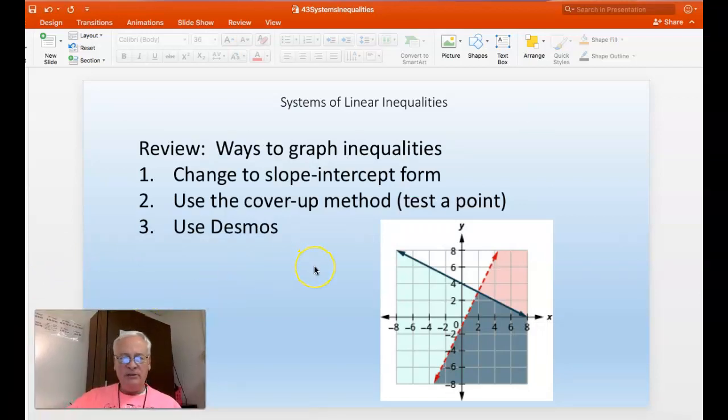Guys, there are certain ways to graph inequalities. In slope-intercept form, they're pretty easy. We've done quite a bit of that. Also, if it's in standard form, you can use the cover-up method and then test a point to see which way to shade. Or you can use Desmos. Those are ways to graph inequalities.